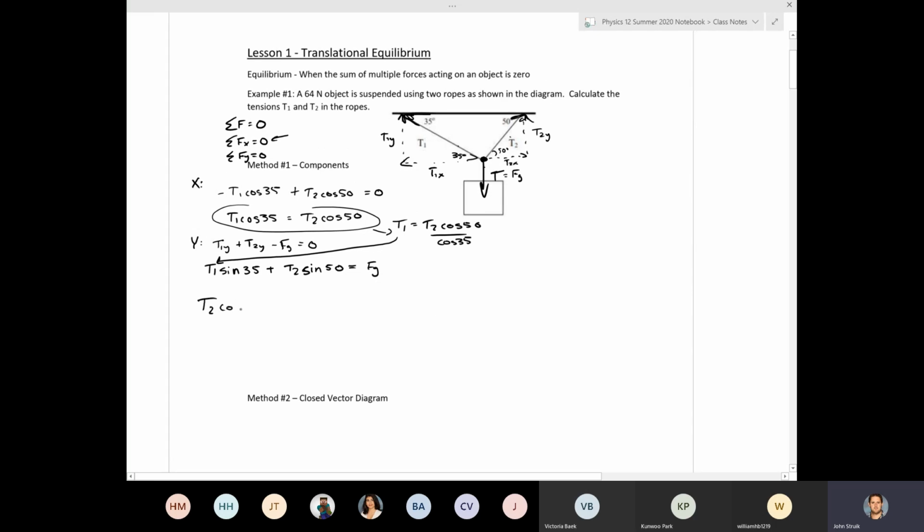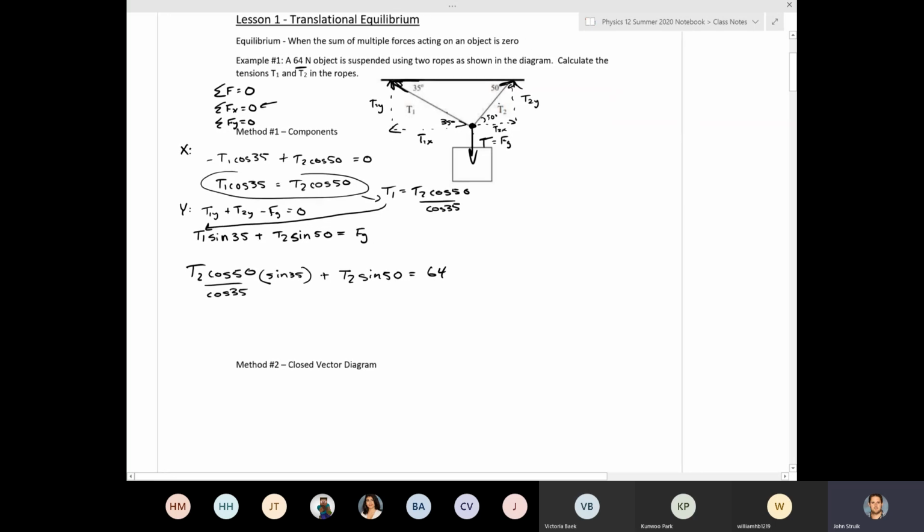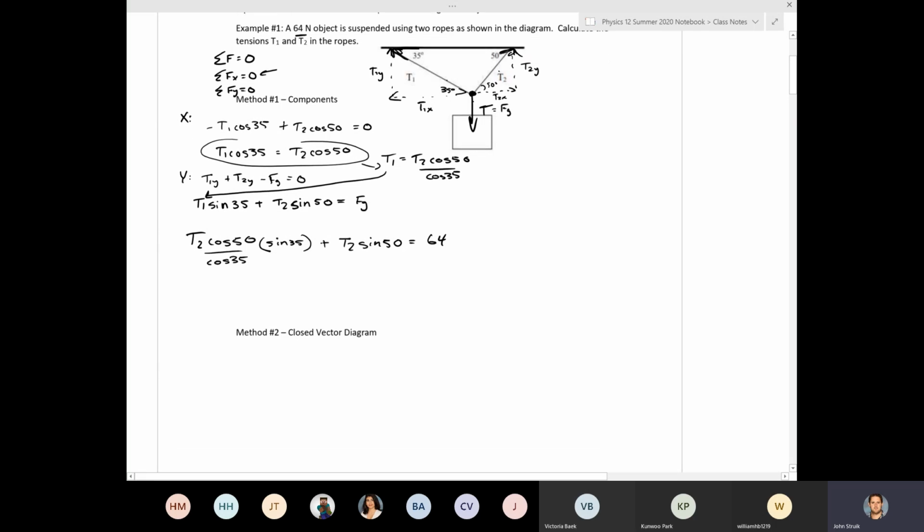T2 cos 50 over cos 35 times sine 35 plus T2 sine 50 is equal to FG, and FG is 64. This is a 64 Newton object. And then, I know this is a lot of work, T2 cos 50, and then sine 35 over cos 35 is tan 35. Sine over cos is tan. Plus T2 sine 50 is 64.